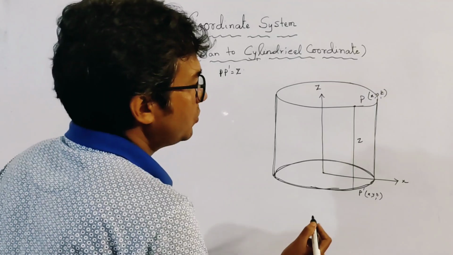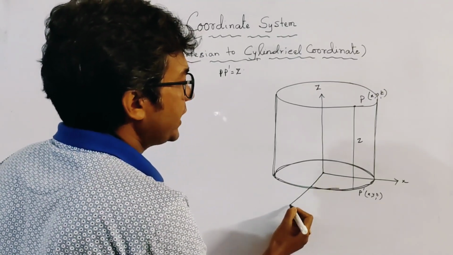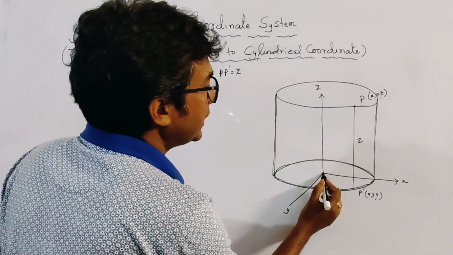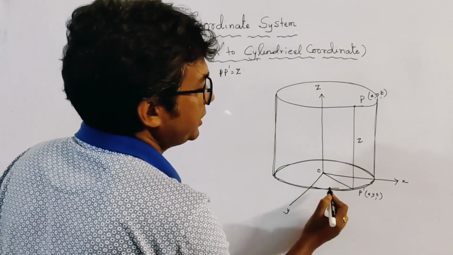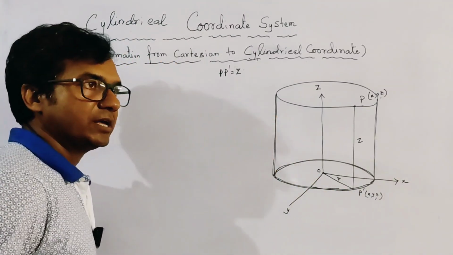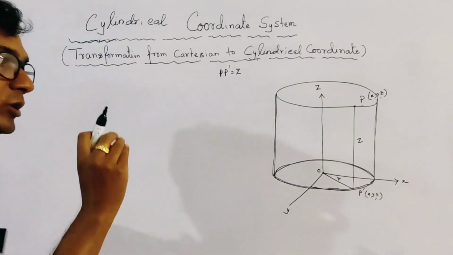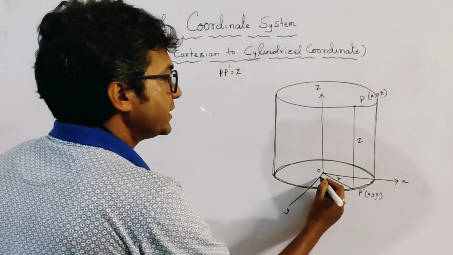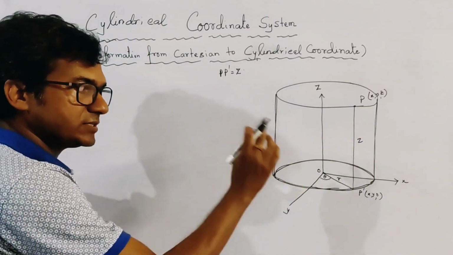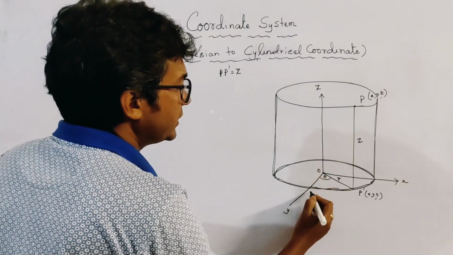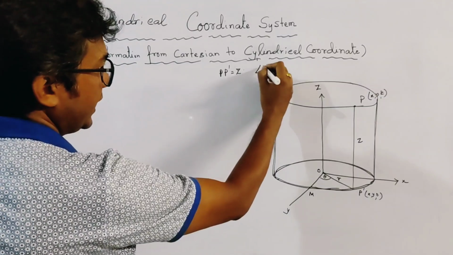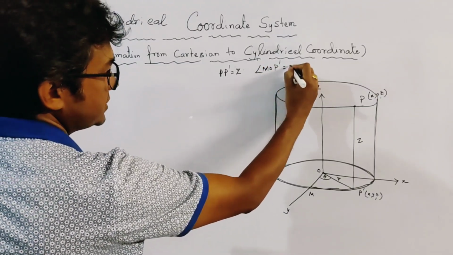Now we take the y-axis, and the line OP is the radius of the base, that is the radius of the cylinder. In this cylindrical coordinate system we take this angle as theta. We name this point M, so the angle MOP' is equal to theta.